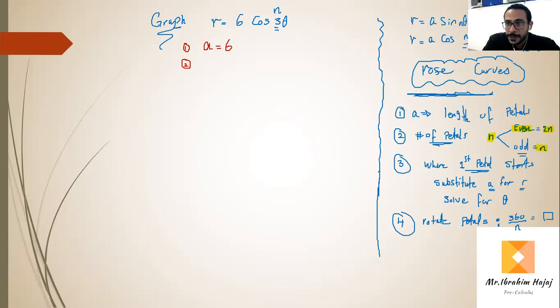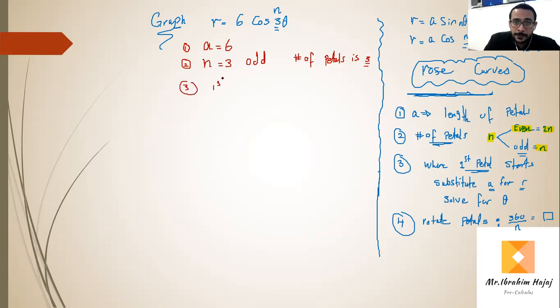The second step, which is the length of petals. I'm going to move here 6, till the sixth circle. Okay. The next step is to find what? The n. N is odd, so n equals 3, which is odd. So the number of petals is 3. It stays the same here. Number 3.